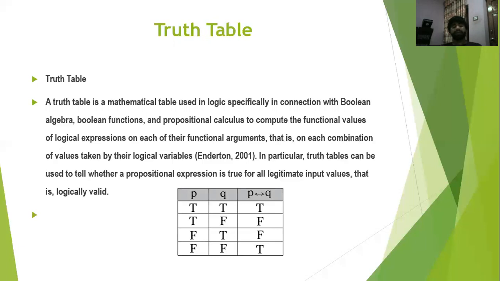Like in the example of subtraction, minus subtract plus, we get a positive result. So here also we get a positive result in the truth table. So that is my presentation of discrete math.